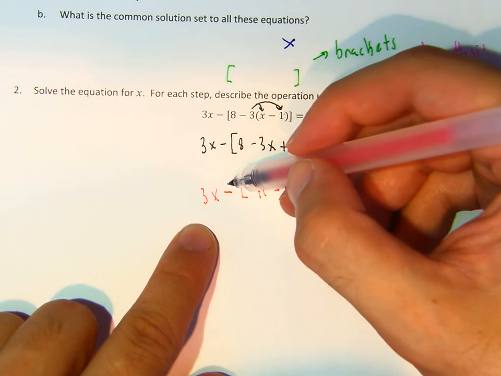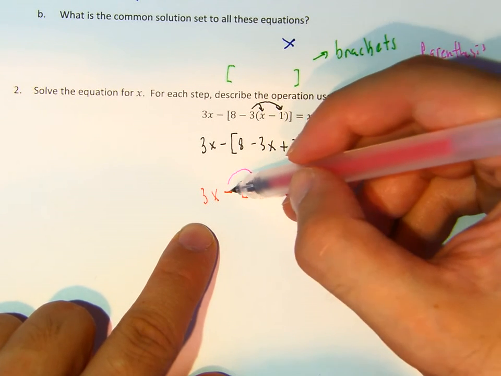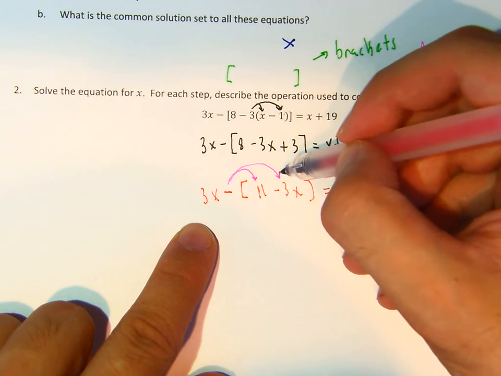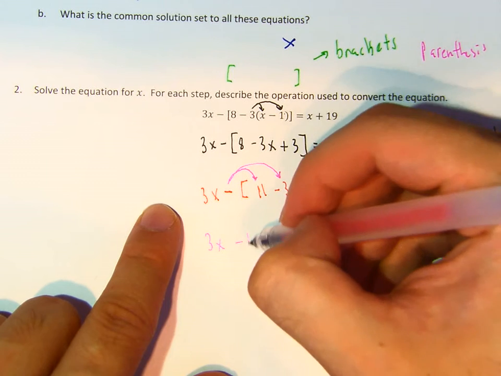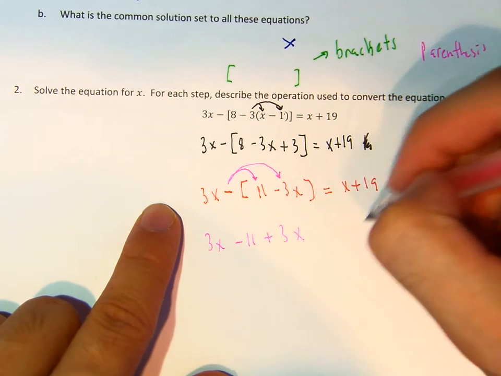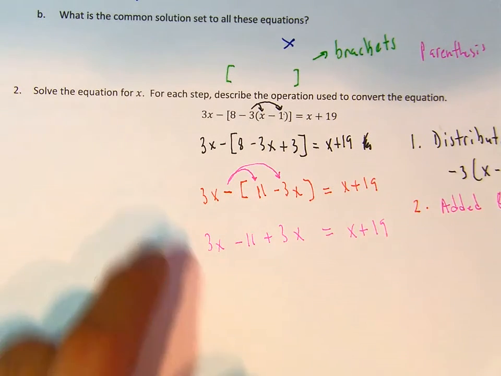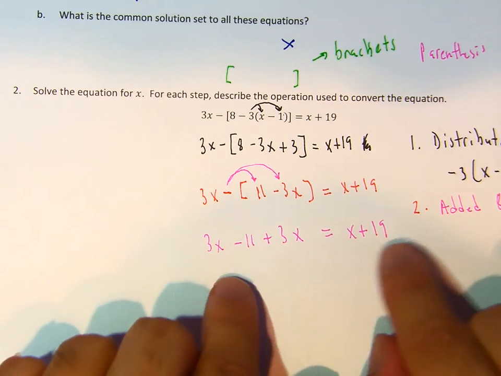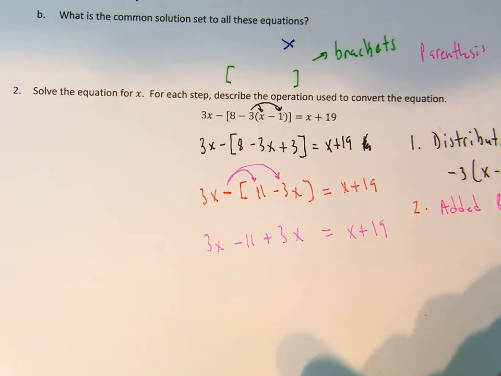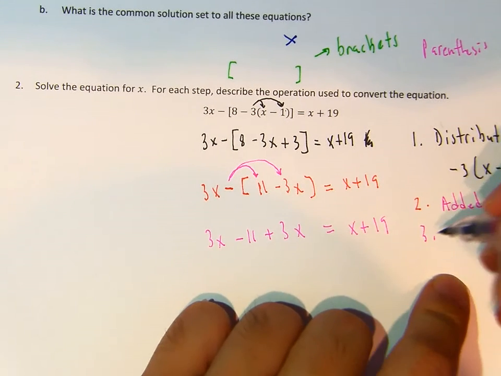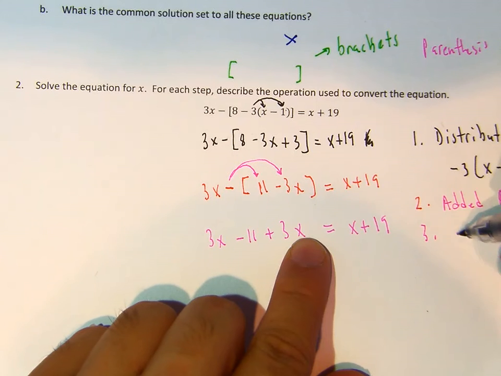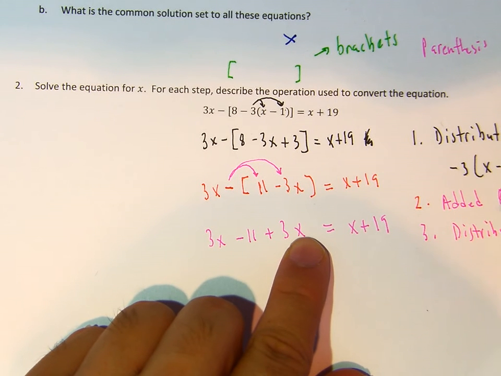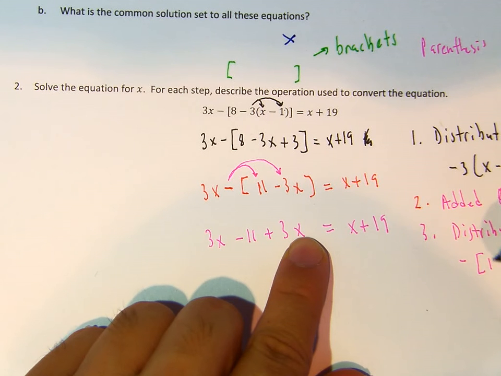It would be this, we would have to distribute the negative symbol here to the 11 and to the negative 3x. So we have 3x minus 11 plus 3x equals x plus 19. Okay? Now we got rid of the parentheses and the brackets. Now once we get to this point, it shouldn't be too bad. But how would you continue further? So what did we do here? We distributed the negative 11 minus 3x, that became negative 11 plus 3x.